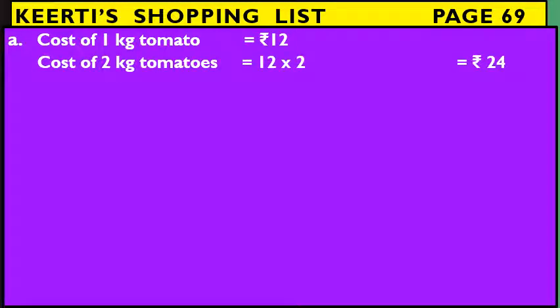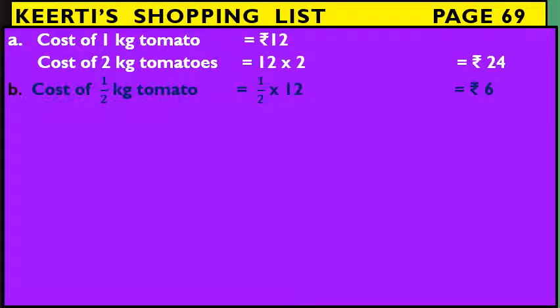Now second one, how much does half kg of tomato cost? Children, the price list states that 1 kg tomato cost rupees 12. So naturally half kg of tomatoes will cost half of 12, that is rupees 6.